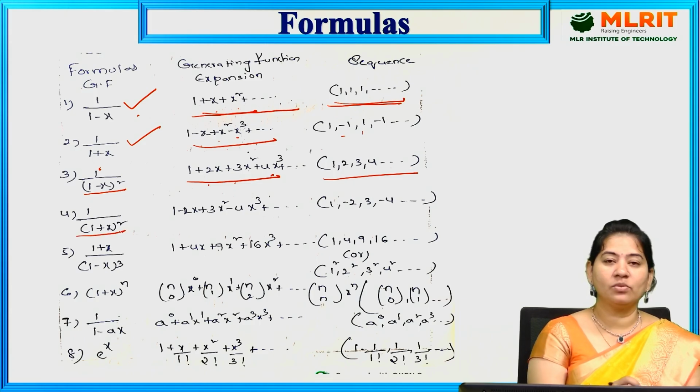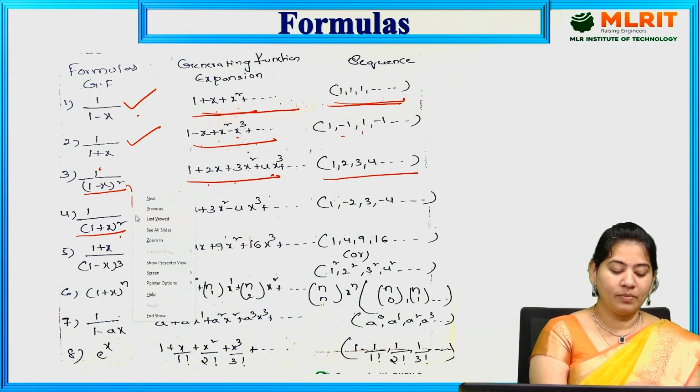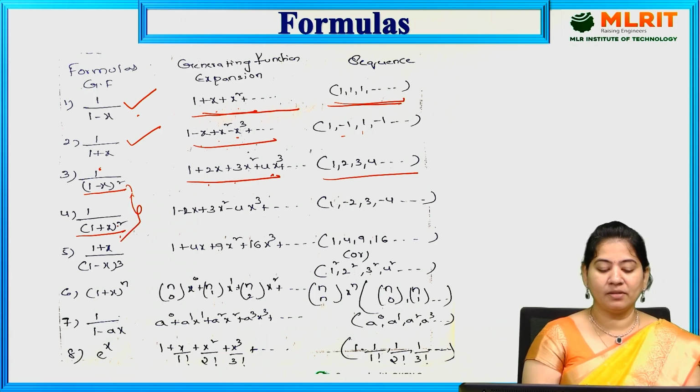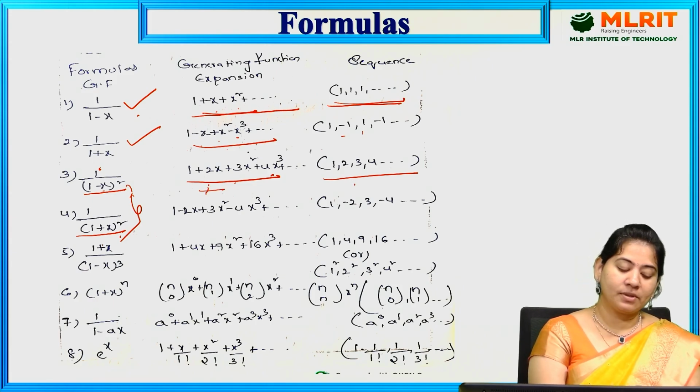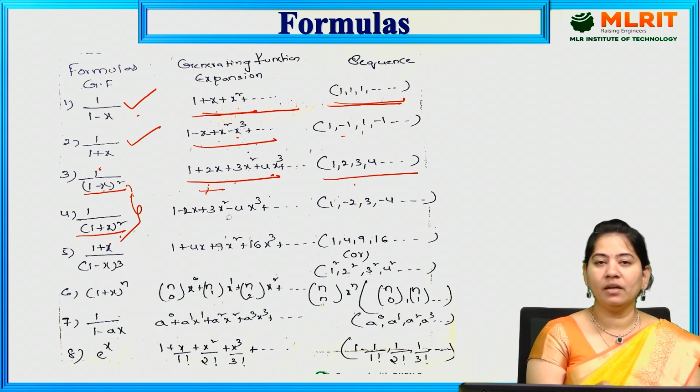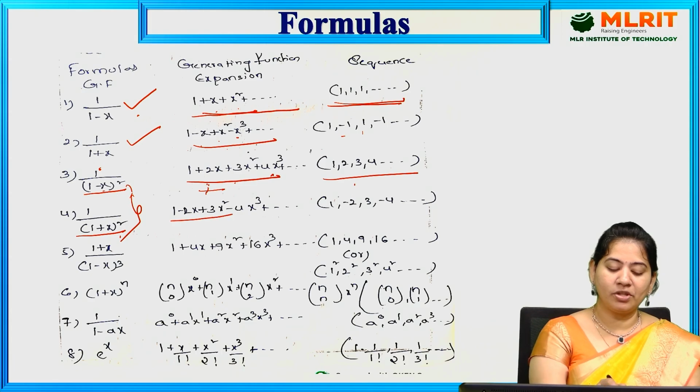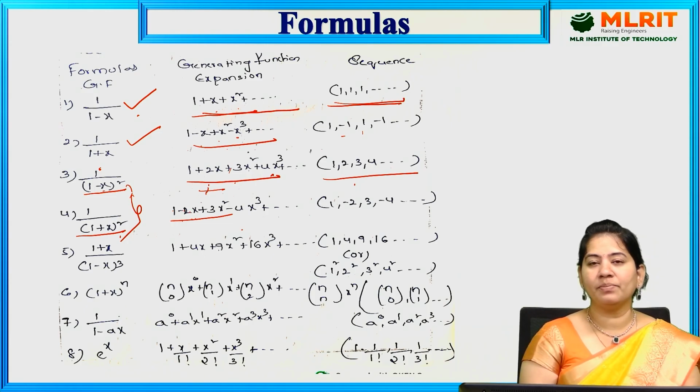The next one is 1 by (1 plus x) whole square. The only difference between this and the previous one is plus and minus. If it is minus, you don't get any negative in the expansion or the sequence. If it is plus, you get negative in the expansion as well as in the sequence. Just the opposite: 1 minus 2x plus 3x square minus 4x cube. The terms are the same; only the negative or positive symbols are different.